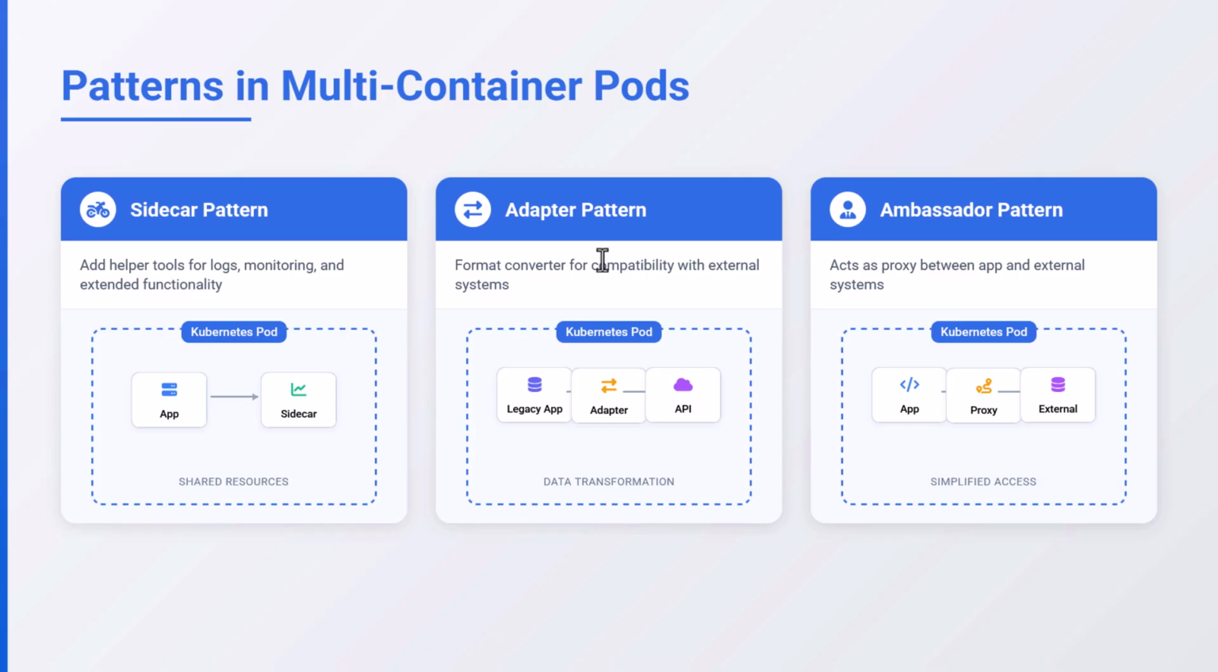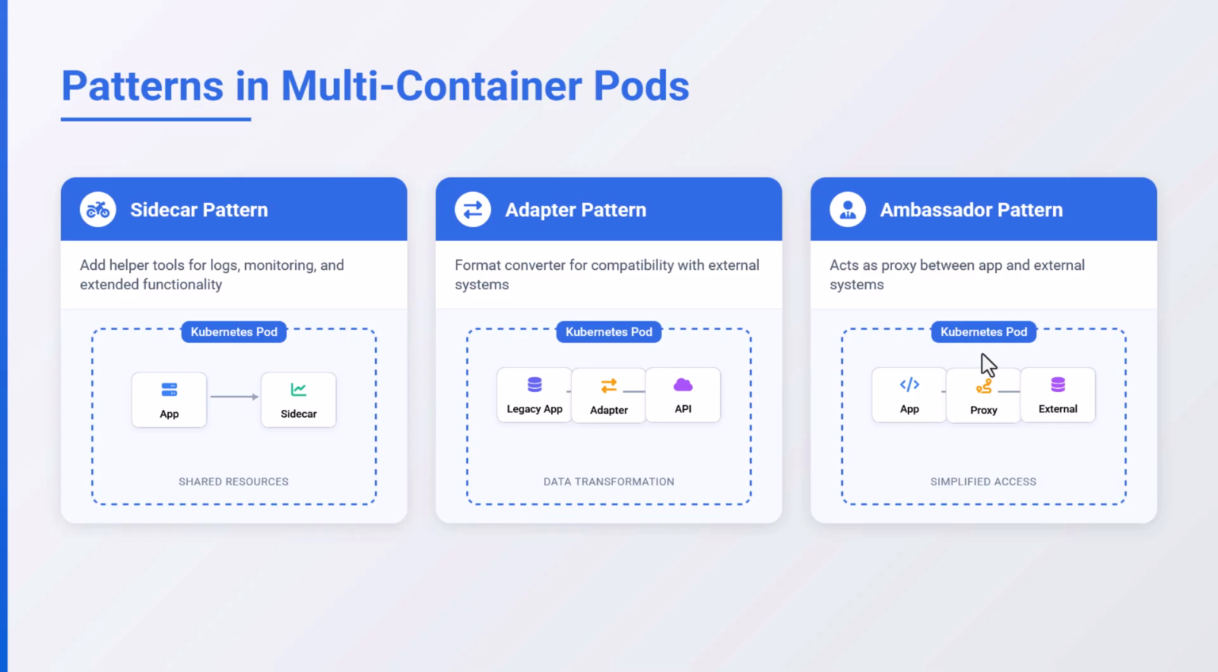Next is the adapter pattern. This is super useful when you are dealing with older apps that need to talk with modern APIs. You add an adapter container that transforms data formats or protocols between the old and the new. So your legacy application talks to an adapter and the adapter talks to the modern world. It's all happening inside the same pod, clean and efficient.